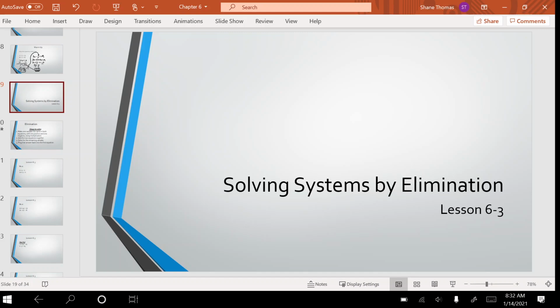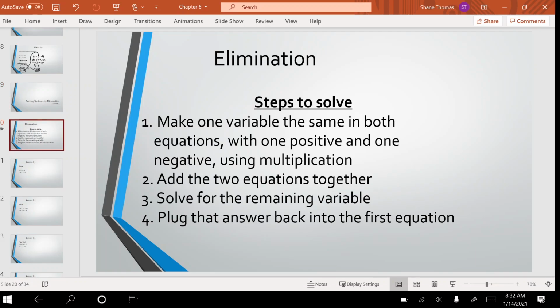On ones that you have to kind of double multiply and those types of things, it's going to end up being a little bit longer. I like to put these into four levels of difficulty, and you'll see what I mean here when we do examples. We're going to do a whole bunch of examples today. So the first one, here's your steps to solve by elimination. Definitely write this down. So steps to solve by elimination.